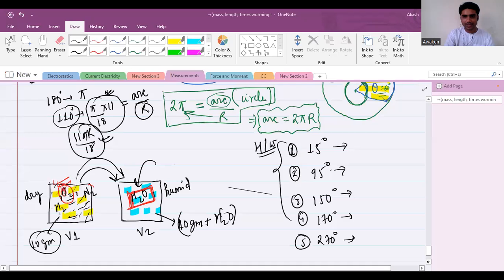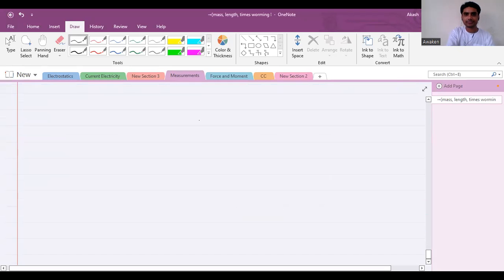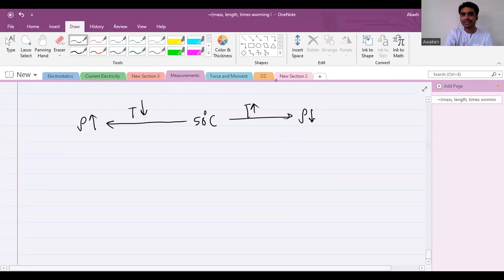Now, if I decrease the temperature from 50 degrees Celsius, to 30, 20 like that, will the density of water increase or decrease? I'm saying from 50 degrees centigrade we are reducing the temperature. When I had increased the temperature, density decreased, right? So now the density will increase. If you cool it, the density should increase, right?